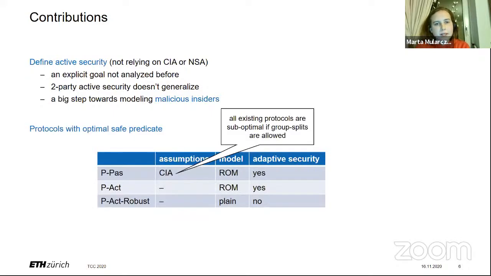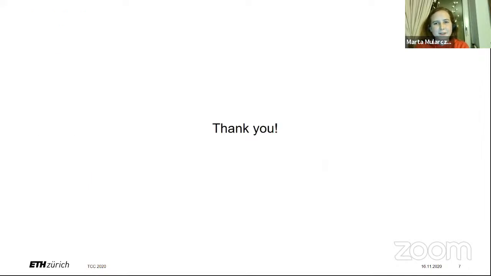As our second contribution, we propose a bunch of protocols that achieve optimal safety predicates, so every epoch that can be protected given correctness actually is. The first protocol is for the passive setting. Here, interestingly, all the current approaches actually don't achieve optimal security if we allow group splits, so we had to do something else. The latter two protocols are for the full active setting, proved in different models, one adaptive, one not, and one with more robustness. So thank you. That's all I have to say.